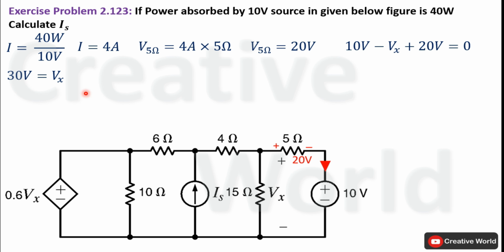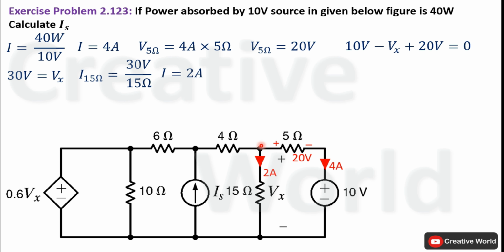After calculating the value of voltage Vx, we can calculate the current through this branch using Ohm's law. The current through this 15 ohm resistance will be equal to voltage Vx divided by the value of resistance, 30 volt divided by 15. So the value of current through this branch will be 2 ampere and the direction of current will be downward.